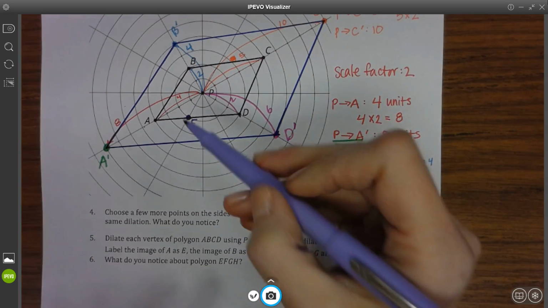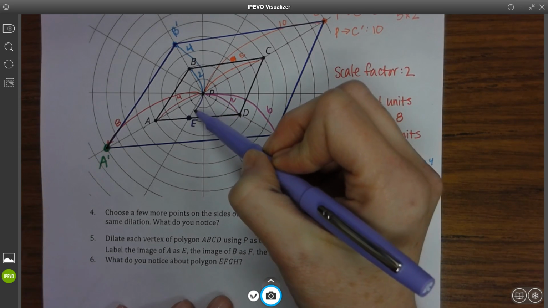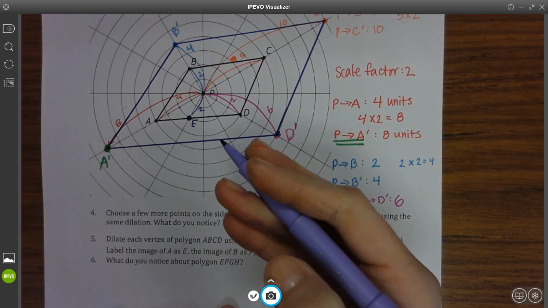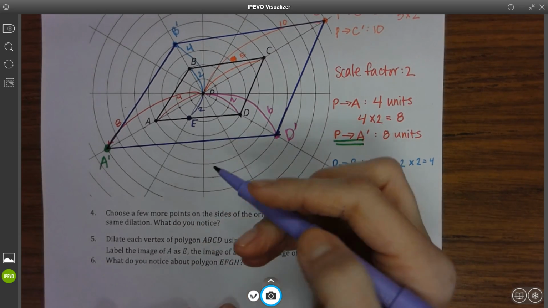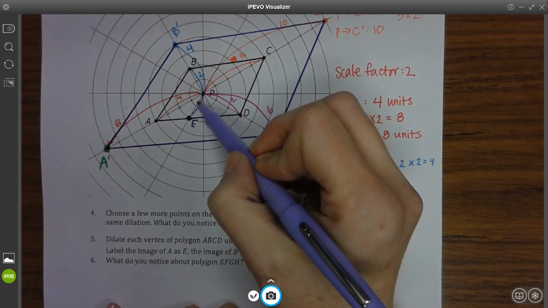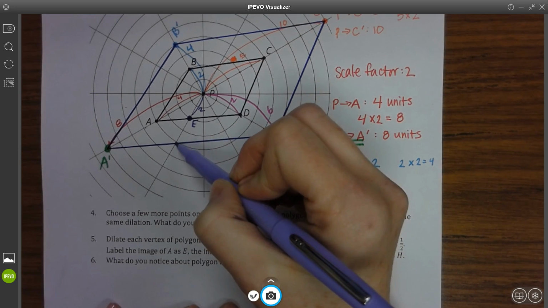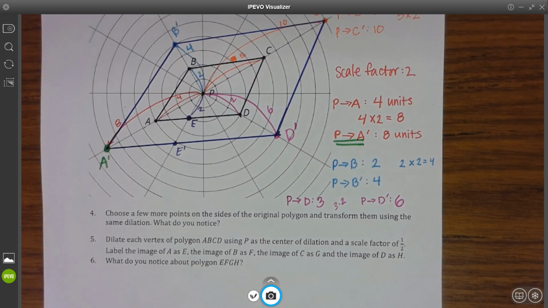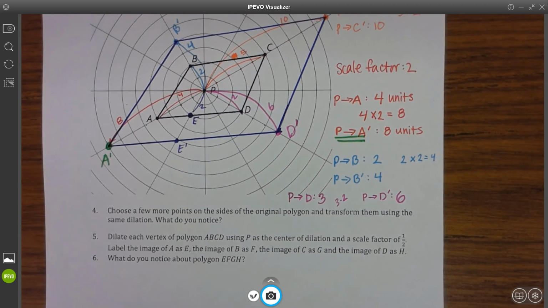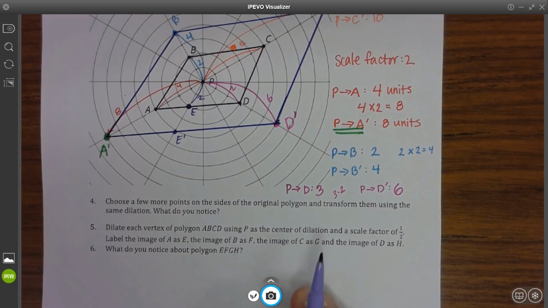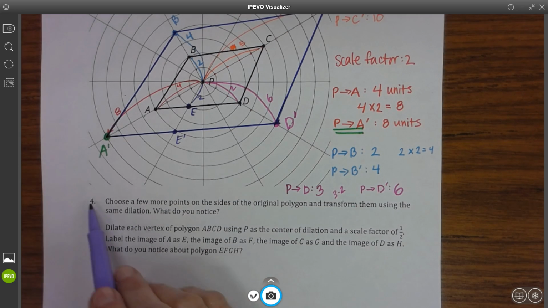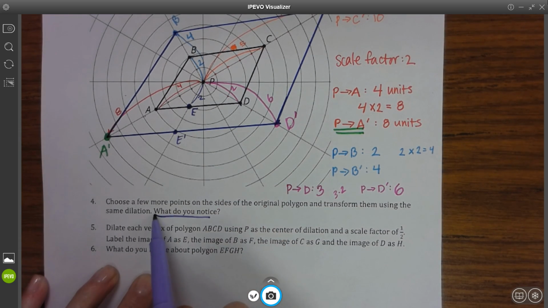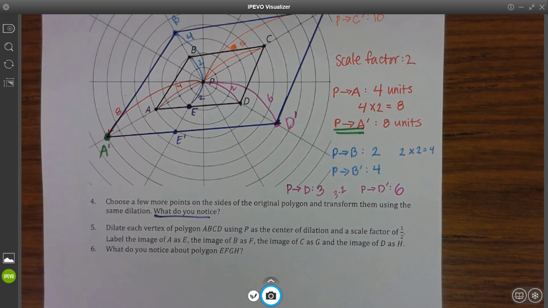And let's look at our measurement. From P to E is 2. If my scale factor is 2, it's going to become 4 for E prime, right? 1, 2, 3, 4. So for number 4, draw your E and your E prime, and tell me what you notice.